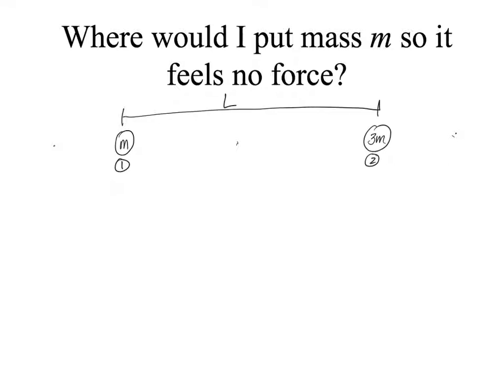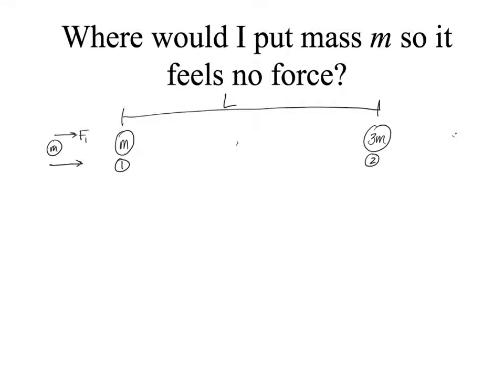So let's sort of test that out. If I put the mass right here, what I want to do is figure out the direction of the two forces that mass m and 3m would exert on this mass over here. They have to be in opposite directions in order for them to ever cancel out, and that's what I'm looking for. Because the force of gravity is an attractive force, I see that the smaller mass would exert a force to the right, and I'm going to call that F1.